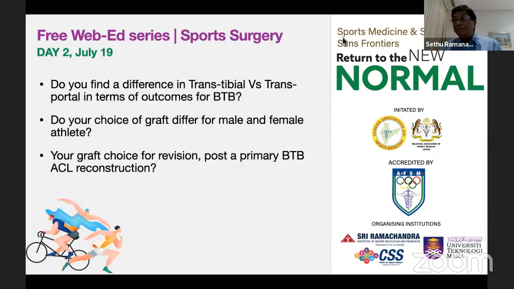Yeah. As you may be aware, one of the big reasons for the shift towards the hamstring was that there was a lot of literature on the talk that transtibial is not anatomical. You can't get tunnels in an anatomical place. So you have to go only transportal, and doing the BTB graft with the transportal is difficult. So you do hamstring. And what's your comment on that, Ramanathan? Is transtibial a non-anatomical reconstruction?